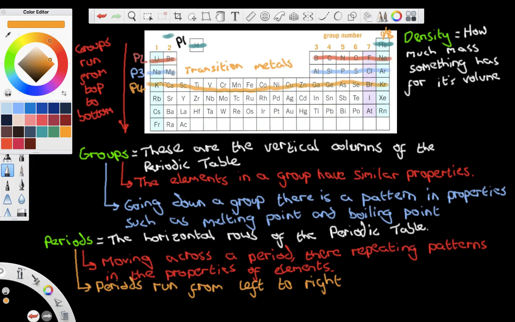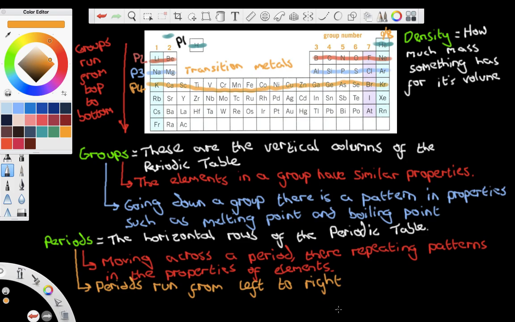Again, on period 3, sodium has a low melting point, magnesium has a little higher melting point, aluminium has a little higher, silicon has the highest, and then phosphorus, sulfur, chlorine, and argon have by far the lowest melting points.